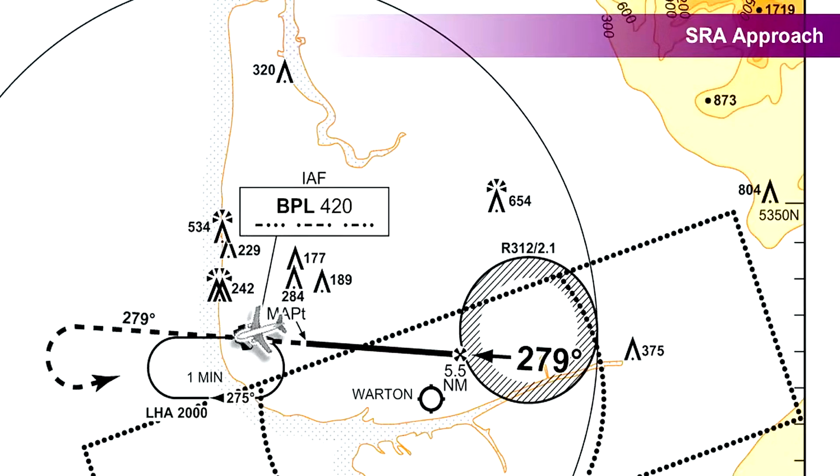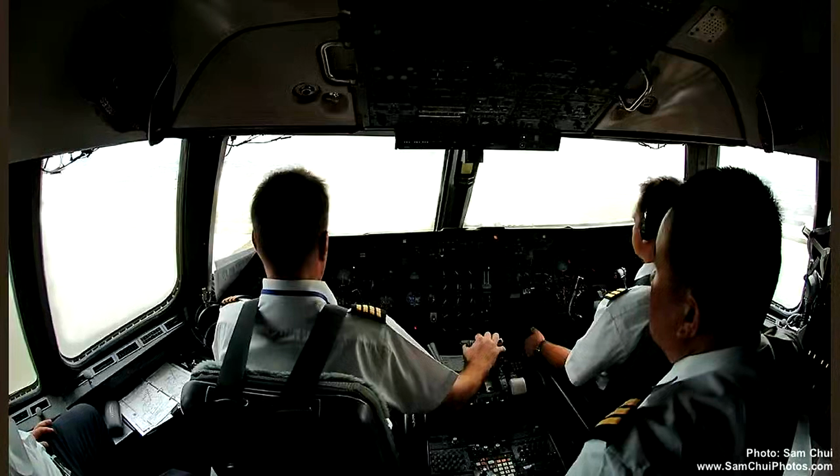This approach often terminates at 2 nautical miles from the runway threshold, where the pilot will either continue for a visual landing or go around. Sometimes an SRA terminates with a circling maneuver, complying with defined visual criteria to land in a direction other than that of a straight-in approach. This is called a visual maneuver, and we will explain it further later on.